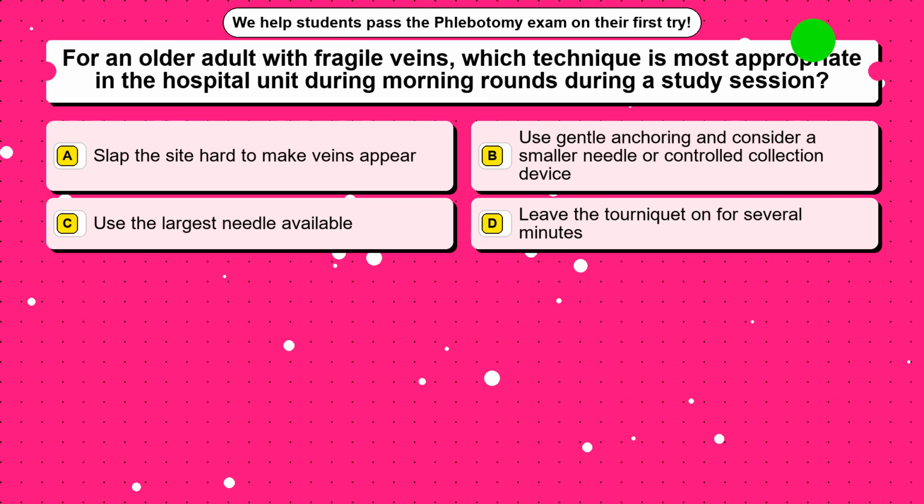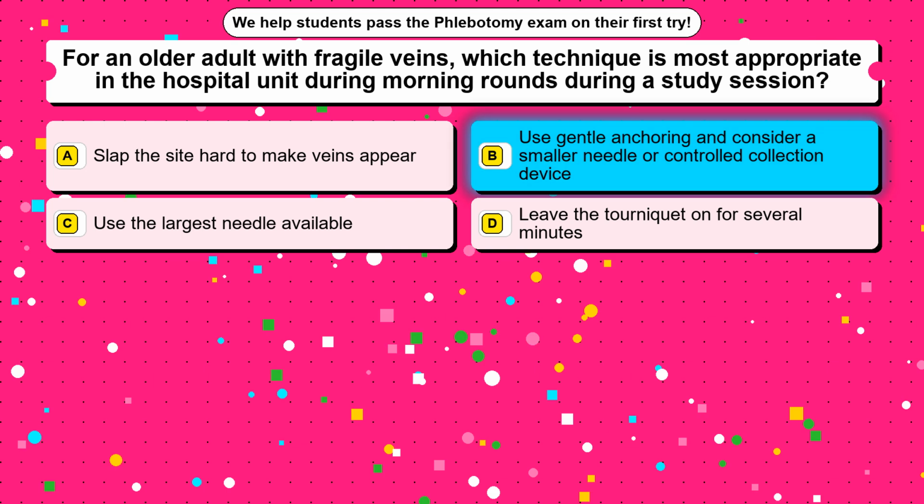Question 86. For an older adult with fragile veins, which technique is most appropriate in the hospital unit during morning rounds during a study session? Option A. Slap the site hard to make veins appear. Option B. Use gentle anchoring and consider a smaller needle or controlled collection device. Option C. Use the largest needle available. Option D. Leave the tourniquet on for several minutes.